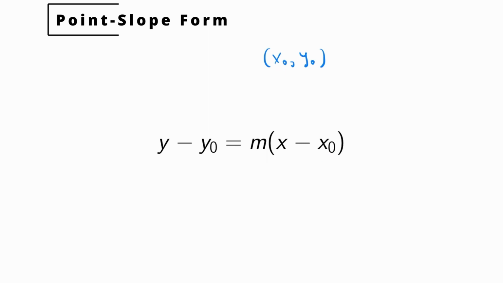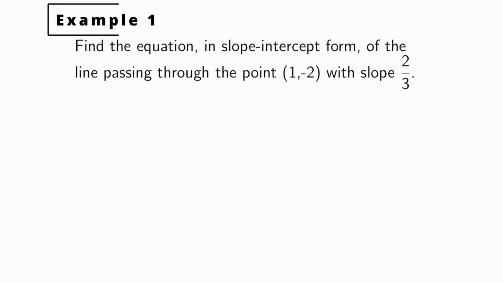Once you have it in point-slope form, if you solve for y, then you'll have it in slope-intercept form. We begin with the following example. Let's find the equation in slope-intercept form of the line that passes through the point 1, negative 2 with slope 2/3. Using point-slope form, we write y minus the y-coordinate of the point on the line that we know equals the slope, and then in parentheses, x minus the x-coordinate of the point we know.